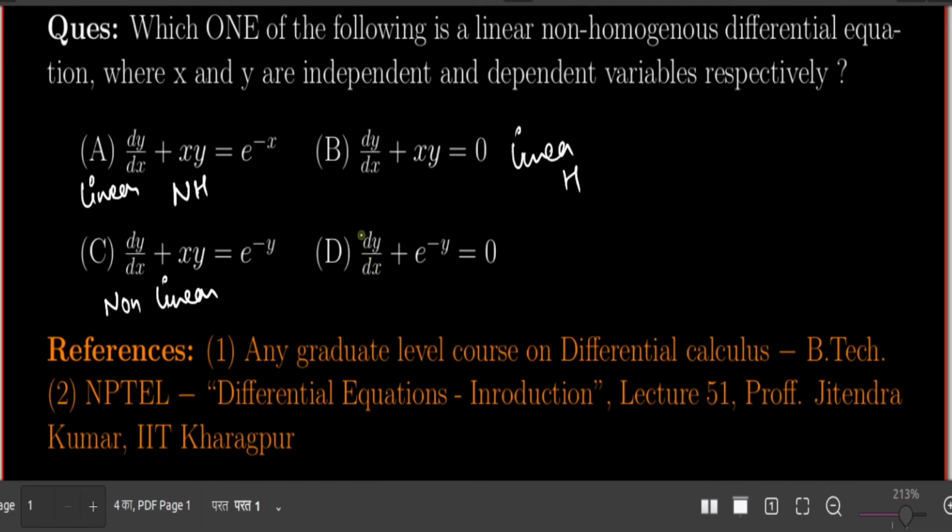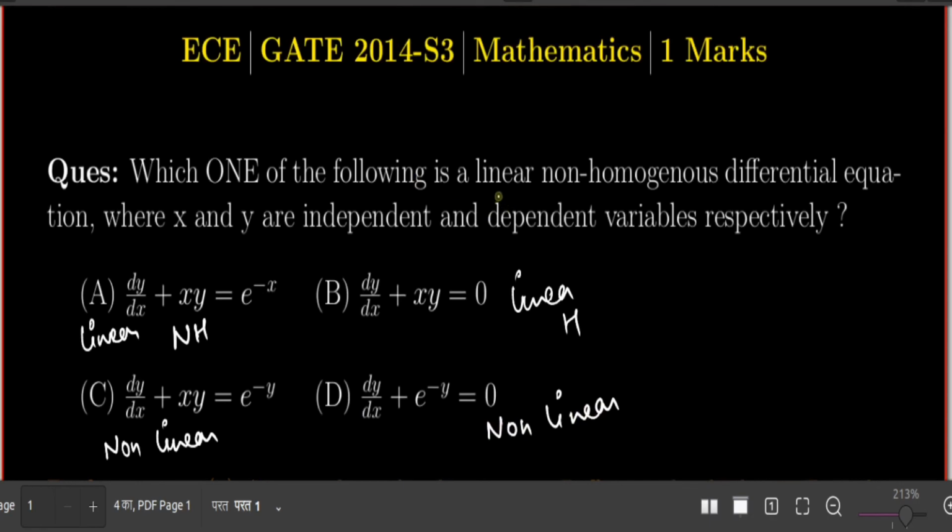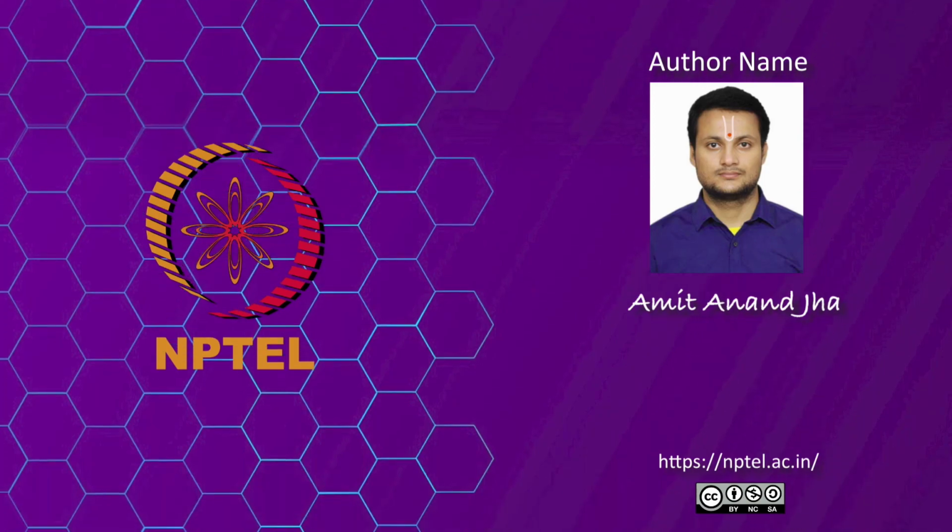And then you have dy by dx again multiplied with 1, which is a function of x, plus e raised to minus y, which is again not something which is permitted. You should only have differential quotients or y in a linear differential equation, not some function of y. Therefore this again is non-linear. Hence our answer is pretty clear and straight away visible from here. The only differential equation which is linear and non-homogeneous is option A. I hope the solution was clear. Thank you.